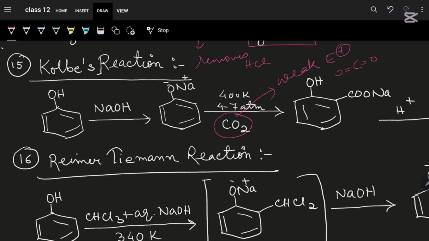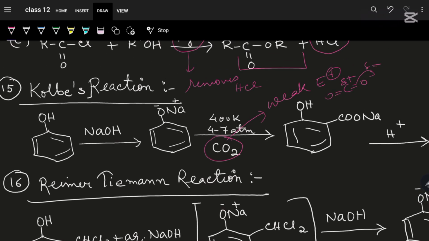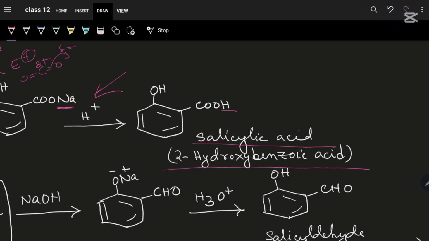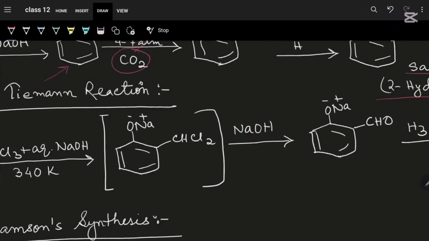So for that reason, the nucleophilicity of phenol is less in comparison to that of sodium phenoxide, which has a negative charge over oxygen. So sodium phenoxide has greater nucleophilicity, which reacts better with the weak electrophile CO2, followed by acidification to give you COOH, otherwise your COONa will be there, and this is salicylic acid or 2-hydroxybenzoic acid.